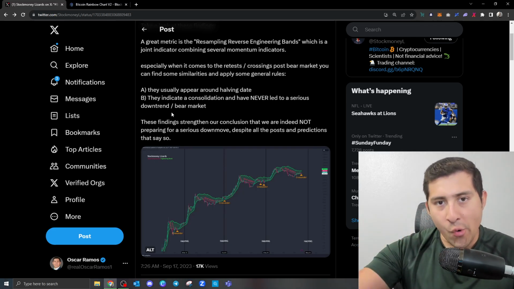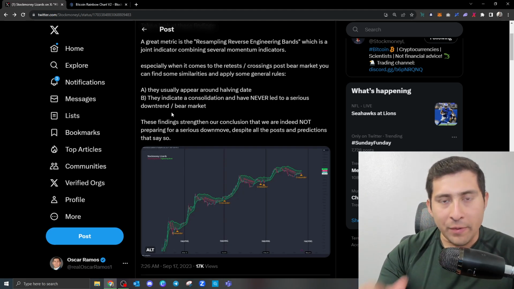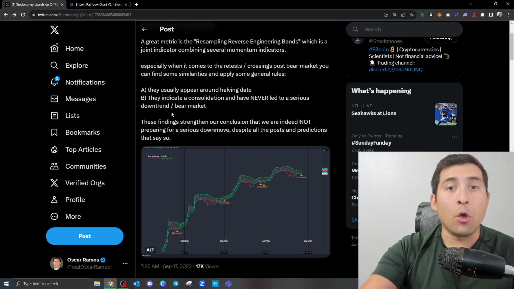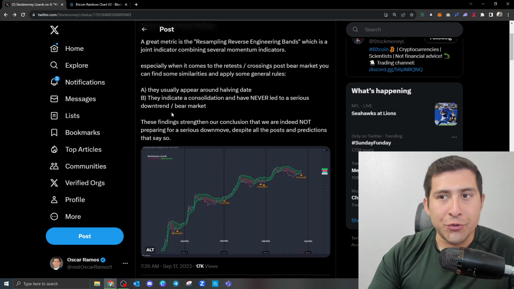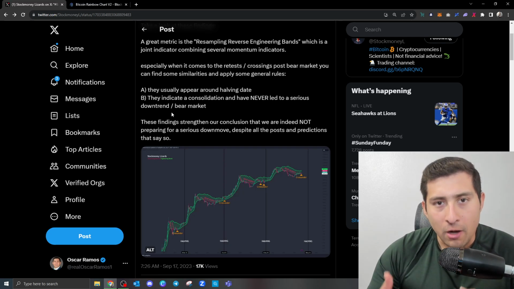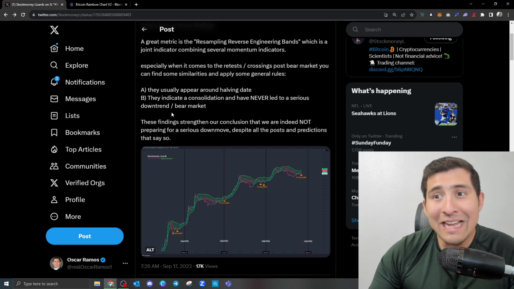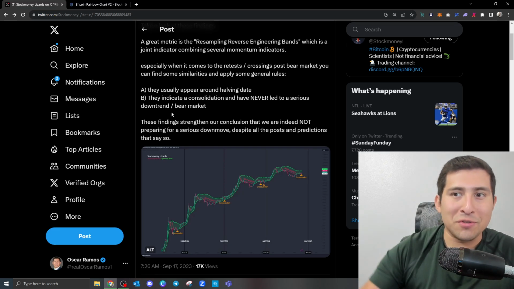So we know from halving, on halving, or a little bit after halving, you see a momentum going up. They indicate consolidation and have never led to a serious downtrend bear market. So these findings are bolstering our positions that we are not preparing for a serious downturn, despite all the posts and predictions that they saw.